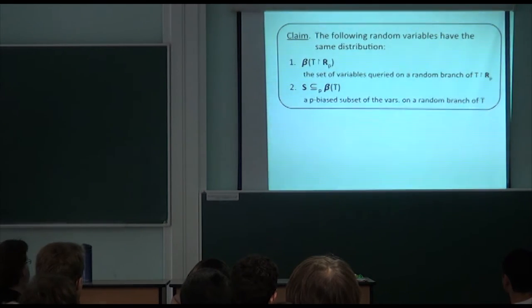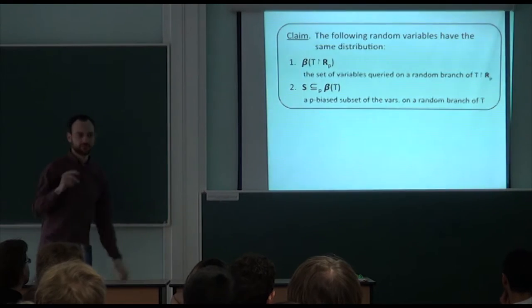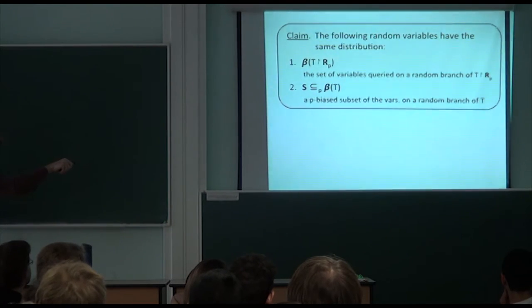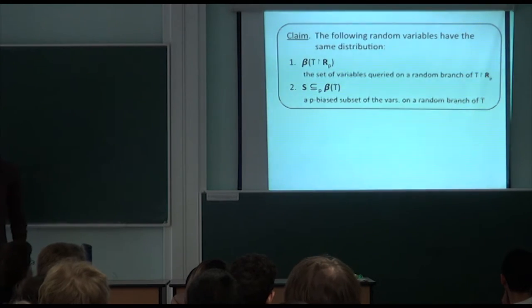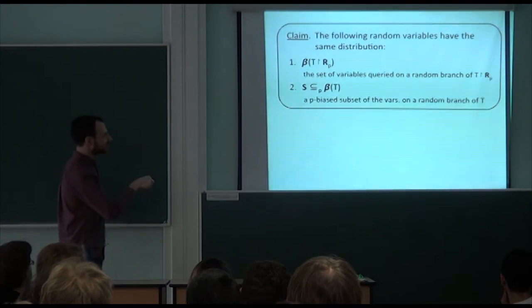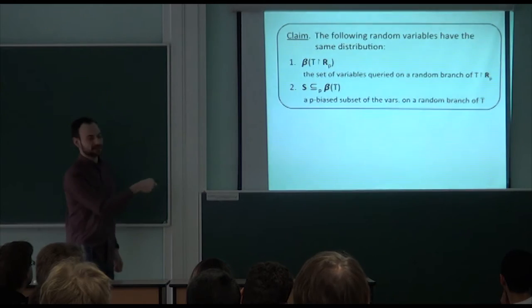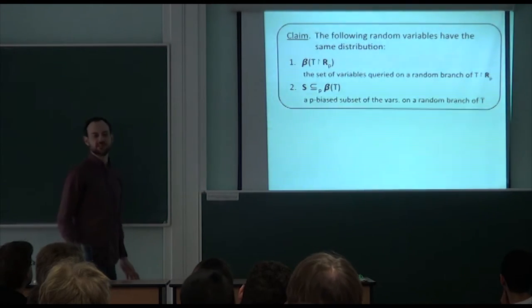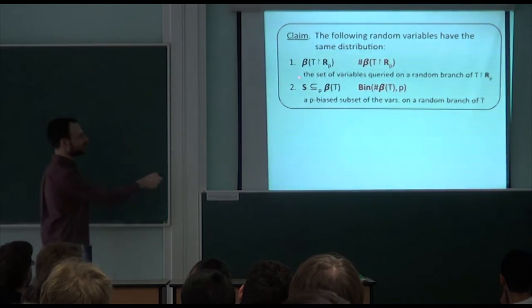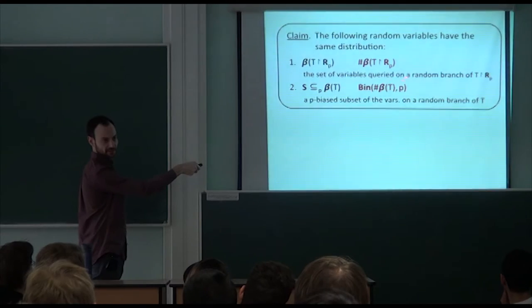Now here's a claim. We're going to look at two different ways of generating the same distribution. First, we hit T with RP, and then take a random walk down that decision tree. That's the first distribution: the set of variables that are queried on a random branch of T restricted by RP. For the second random variable, first we take a random walk down T, look at the variables that you read, and then take a p-biased subset of that. I claim these are the same. By taking cardinalities, this is just the binomial distribution on the number of variables read in the random branch.